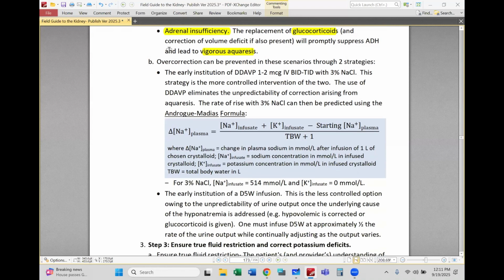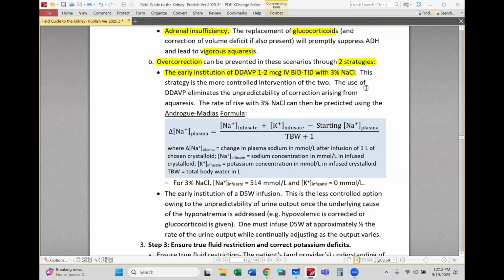All right. Now, once you identify these patients at risk for overcorrection, you can address that risk through one of two strategies. I personally prefer the first. Give them DDAVP. That will ensure that aquaresis does not suddenly ensue, and then correct the hyponatremia with a 3% saline infusion, okay? That will predictably raise the sodium.